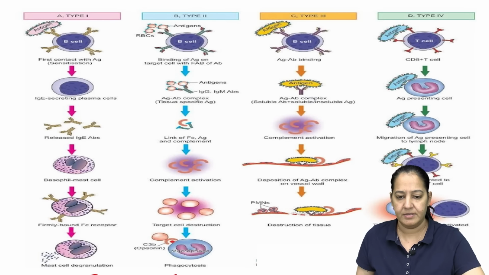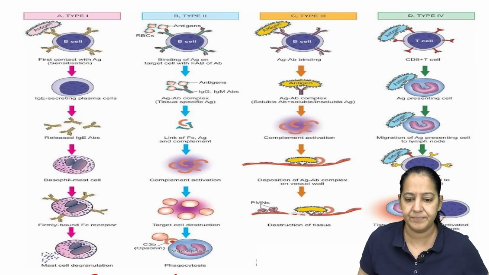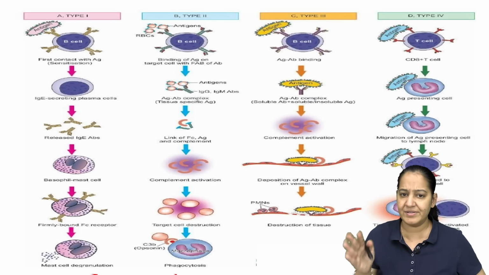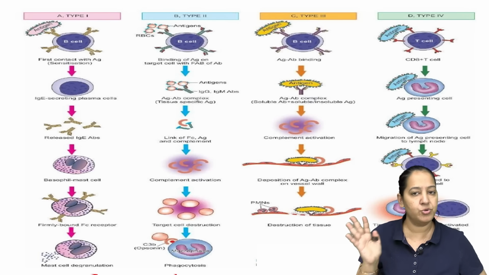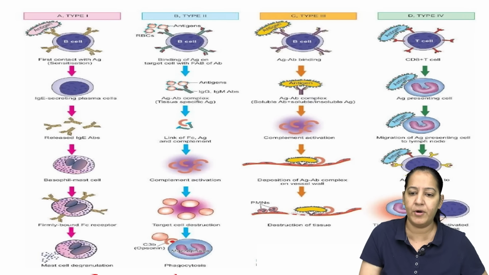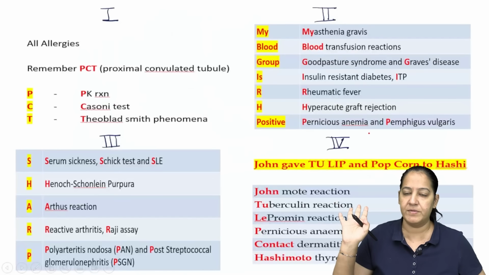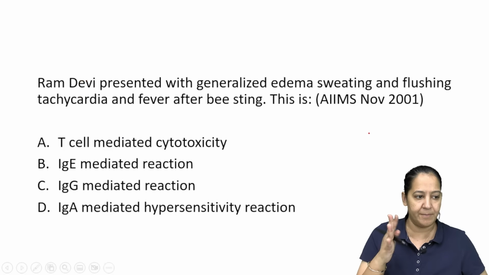Just a second. In type 3, the end result you can see is inflammation, and in type 4 it's granuloma formation. So see the end result and see the mechanism. In type 1, 2, 3 the B lymphocytes are involved forming antibody. But in the last one there's no antibody formation, it's the granuloma formation. We have seen the examples of all four. I'm not revising it again.